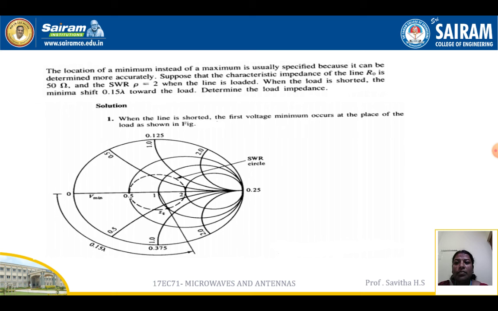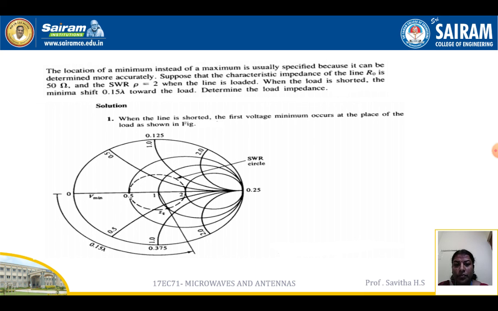So we'll take an example. The location of a minimum instead of a maximum is usually specified because it can be determined more accurately. Suppose that the characteristic impedance of the line R naught is 50 ohms and the standing wave ratio is equal to 2 when the line is loaded. The load is shorted. The minimum shift is 0.15 lambda towards the load. Determine the load impedance. In this problem, instead of giving the ZL value, they have directly given the standing wave ratio value, that is 2.